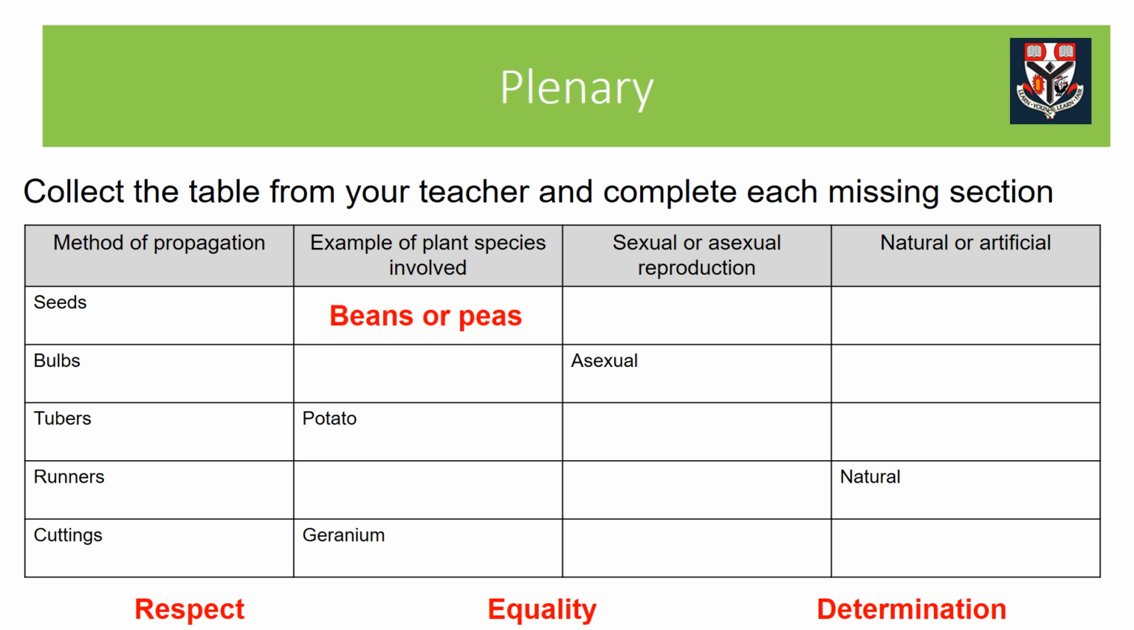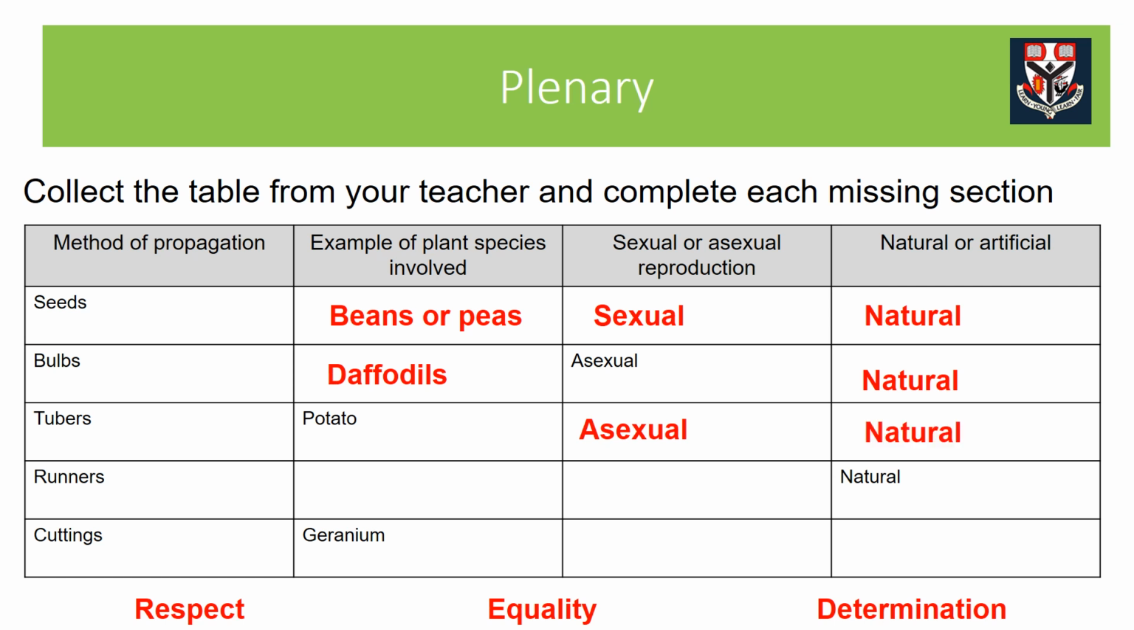Seeds. Plant species that are involved using seeds are peas or beans. It is an example of sexual reproduction that occurs naturally. Daffodils propagate via bulbs, an asexual reproductive method, and is natural. Potatoes use the method of propagation known as tubers, asexual, and again are a natural process.